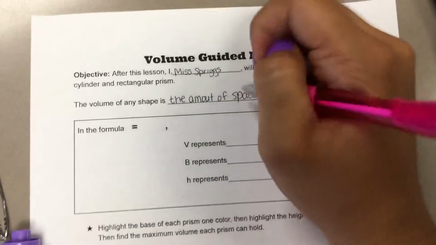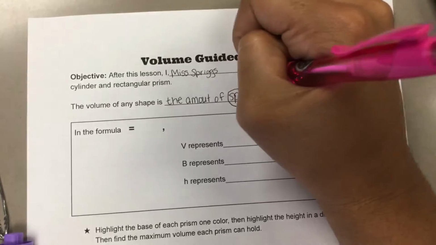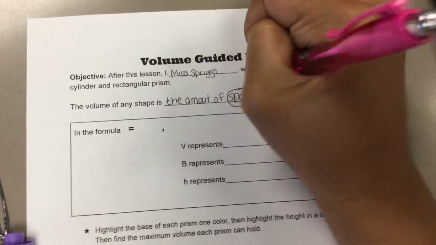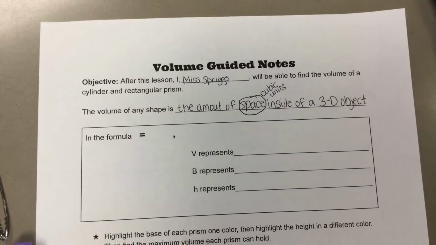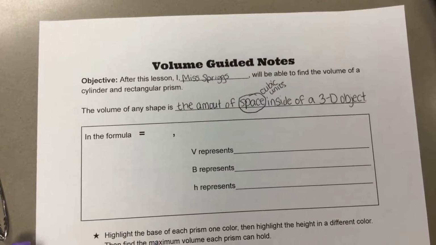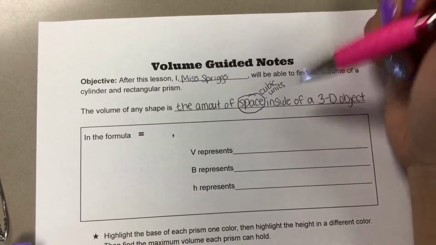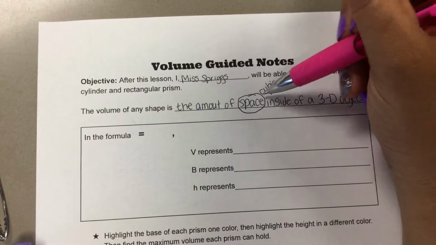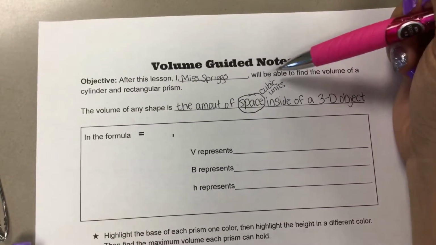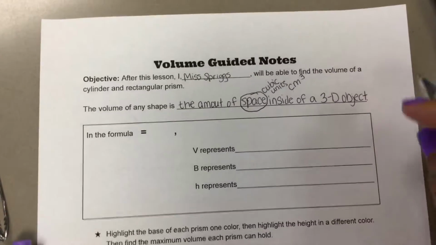Okay, now the space that we're measuring is cubic units. And so when we do area, we have our units in square units. When we have volume, we measure in cubic units. So that's going to be like centimeters cubed.